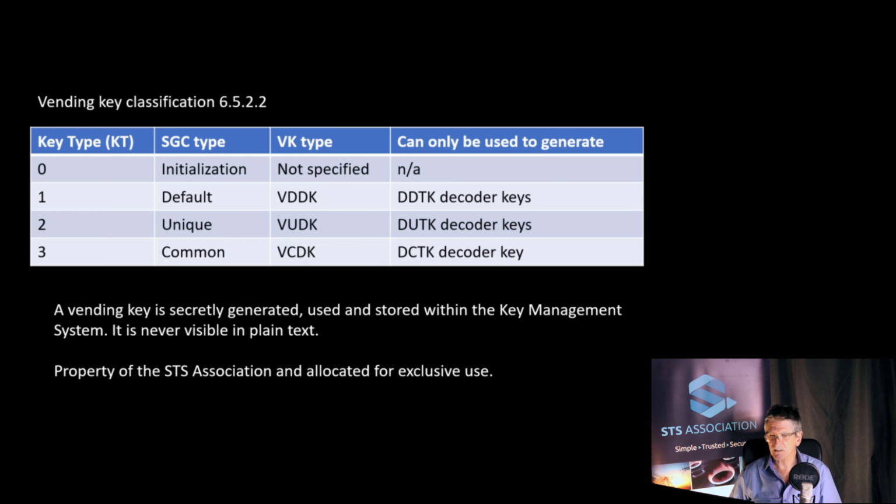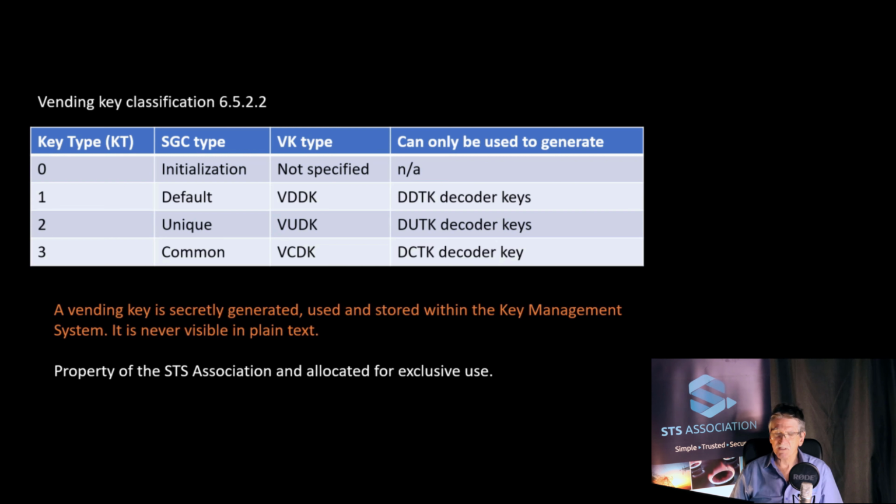That's a vending key type VDDK, and that can only be used to generate default decoder keys or DDTK decoder keys. Key type 2 is a unique key, vending key type VUDK, and it is used to generate DUTK decoder keys. And then last but not least is key type 3, which is a common key, although it's not that commonly used anymore, vending key type VCDK, and used to create a DCDK decoder key.